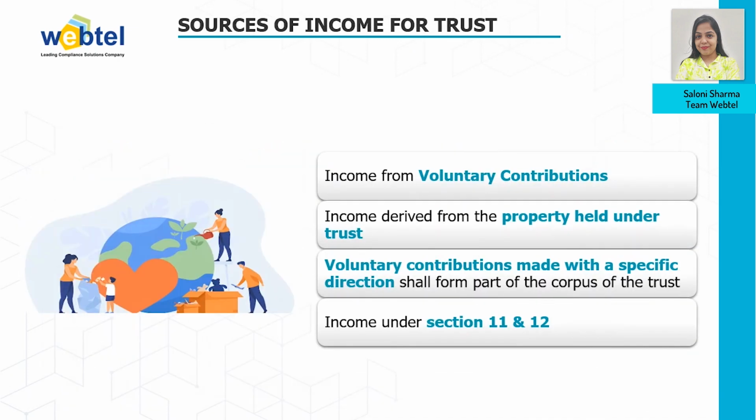Let's understand about the source of income for a trust. If a trust is having the income from voluntary contribution, income derived from the property held under trust, voluntary contribution made with a specific direction which is forming a part of corpus fund for the trust, and incomes under section 11 and 12.